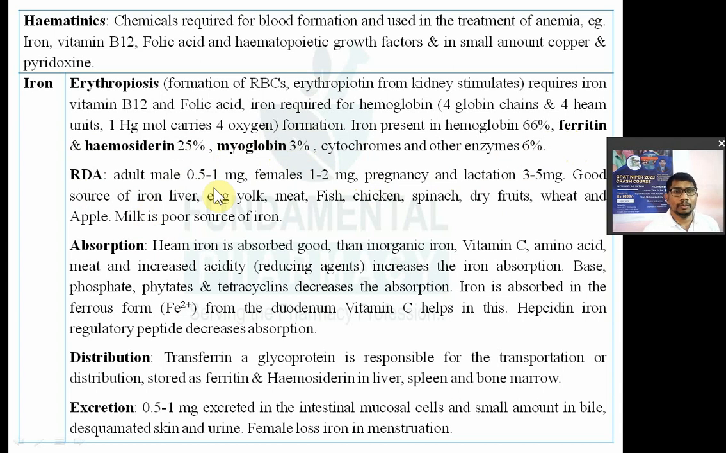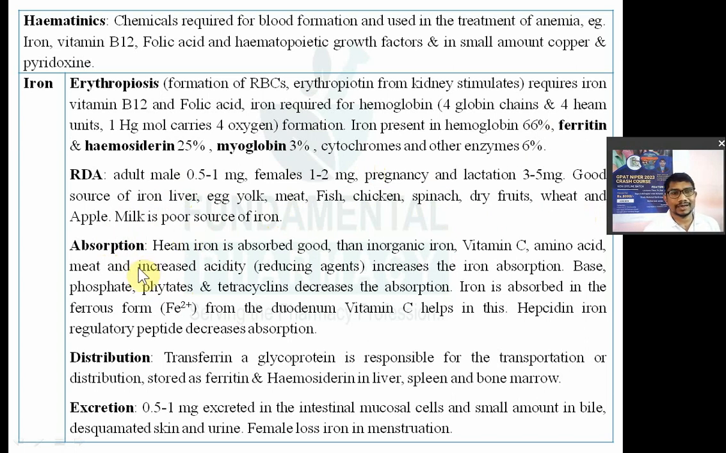Normally 0.5 to 1 mg of iron is required daily for males. For females it is 1 to 2 mg, and in pregnancy it increases to 3 to 5 mg daily. Now what is a good source of iron? Non-veg sources are a very good source of iron. So liver, egg yolk, meat, fish, chicken, spinach, then dry fruit, wheat, these are the sources of iron. Milk is a very poor source of iron.